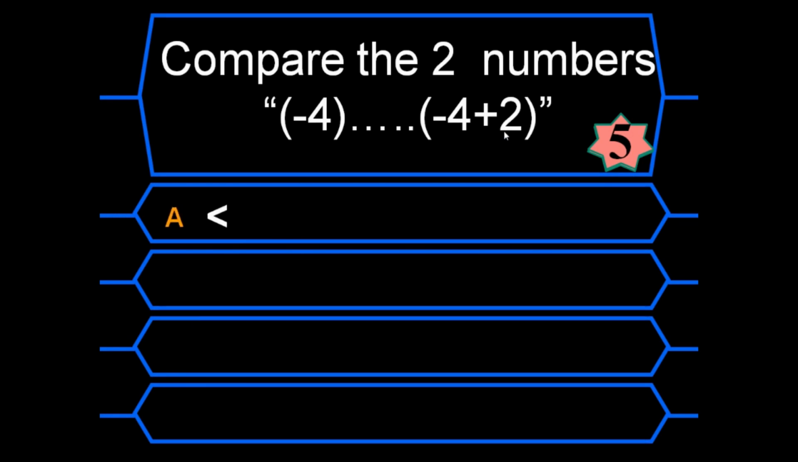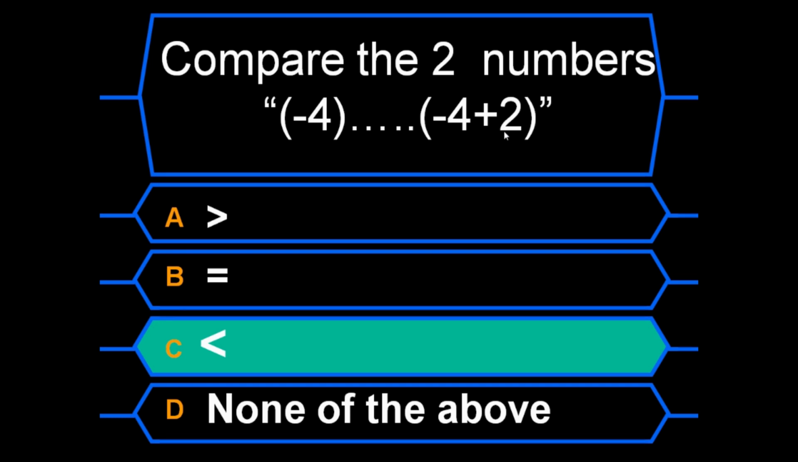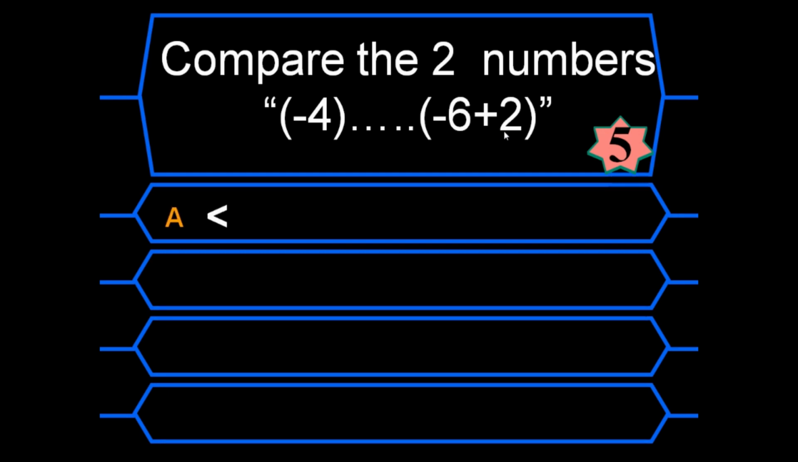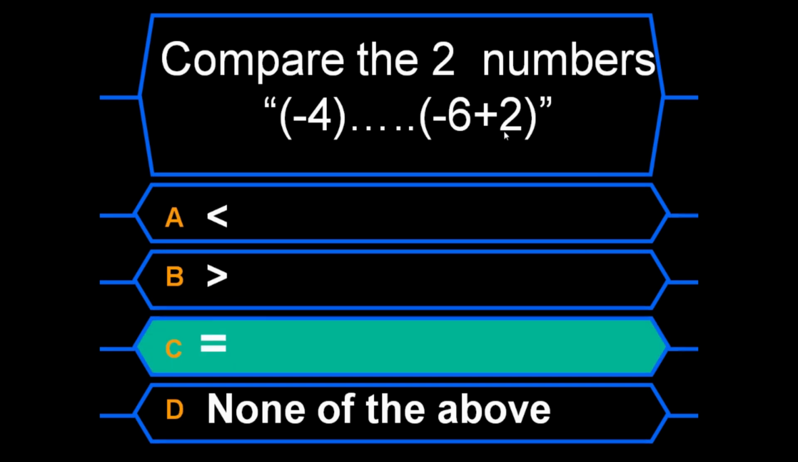Number 6. Compare the two numbers. Less than, greater than, equals, or none of the above. 5 seconds. Off we go. Minus 4 is less than minus 4 plus 2. 200,000 pounds. Number 7. Compare the two numbers. Is it less than, greater than, equals, or none of the above? 5 seconds. Off we go. Equals.